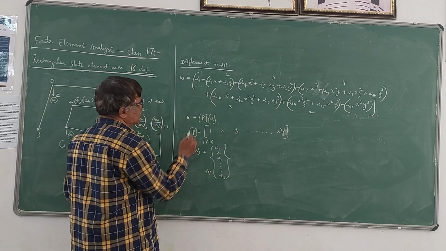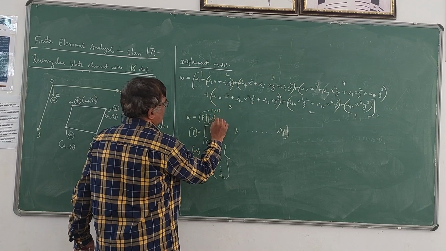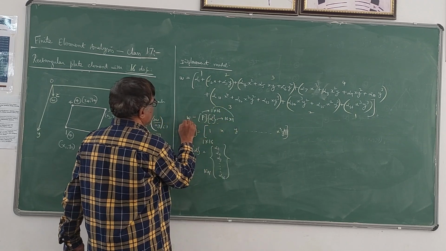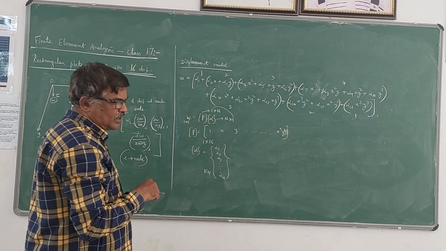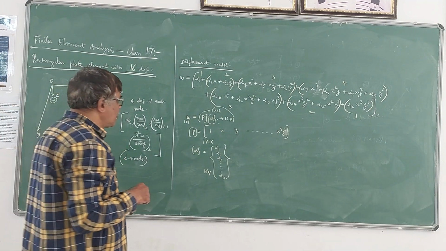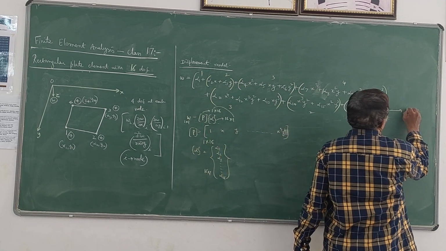So now what happens? P is 1 cross 16, alpha is 16 cross 1. If you multiply these two, you will get 1 cross 1. So this is a 1 cross 1 single number. So that is the displacement in z direction. Here also we have to differentiate this. This you can take as equation 1.